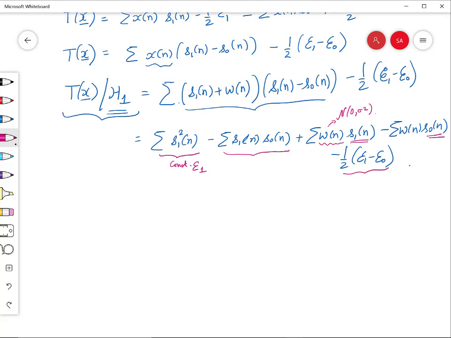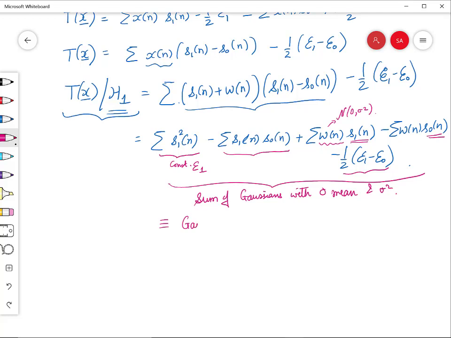So what happens is that this particular quantity is a sum of Gaussians with zero mean and with certain variances. So the sum will be again a Gaussian distribution. We know this part.